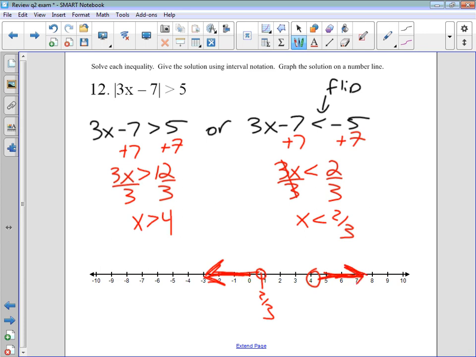And then it also asks us to give the answer in interval notation. So it's going to be negative infinity to 2/3. Remember, it's a rounded bracket because the 2/3 is not included, with the union of 4 to infinity. And we're describing the two pieces there.